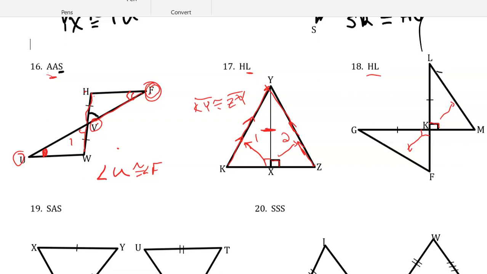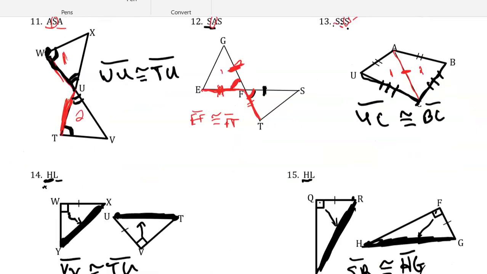So segment will go here. Here's the hypotenuse for this triangle. So I would say segment GF is congruent to this hypotenuse in the other triangle, L to M. All right. Oops, that's an L.